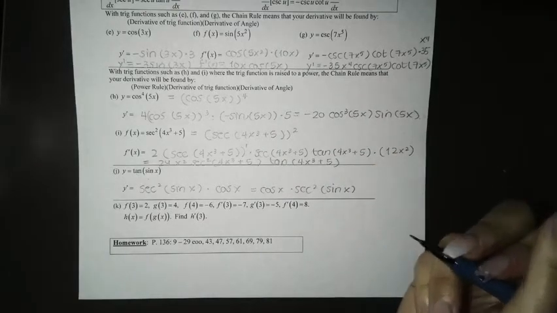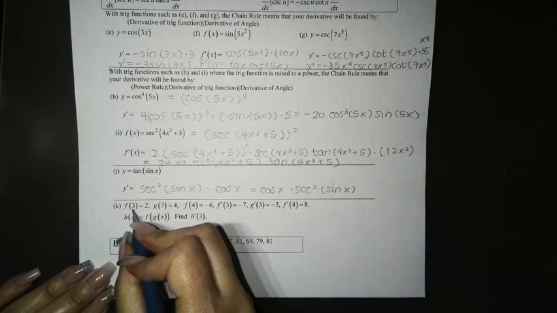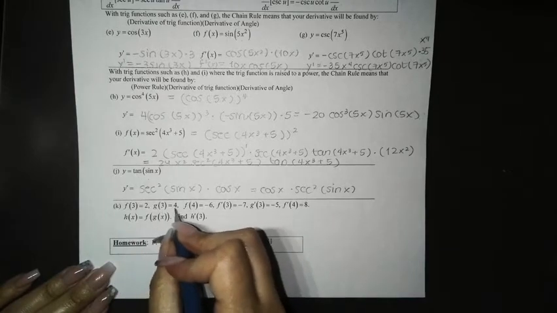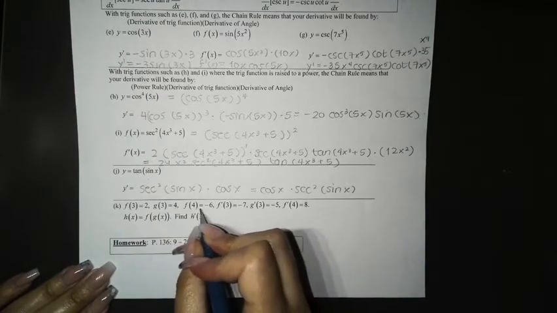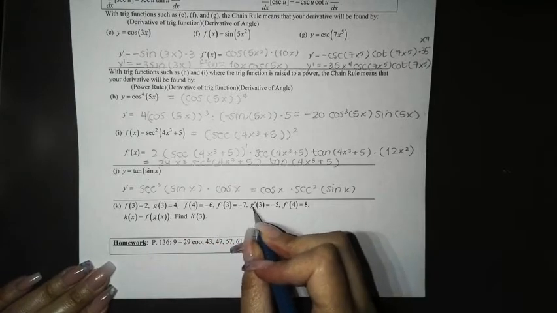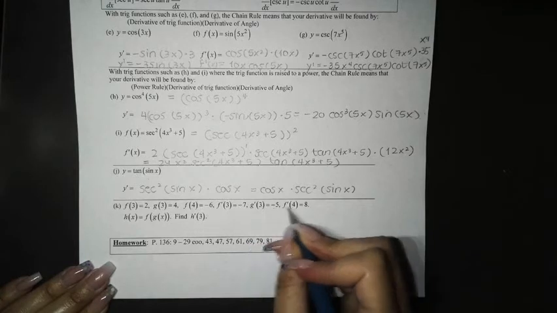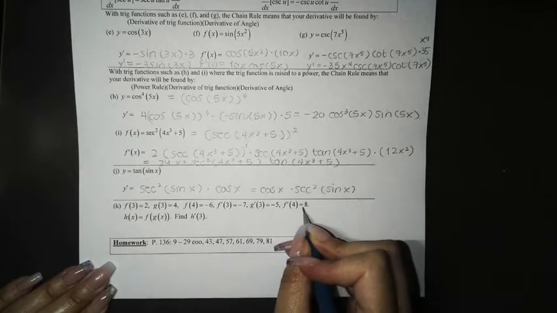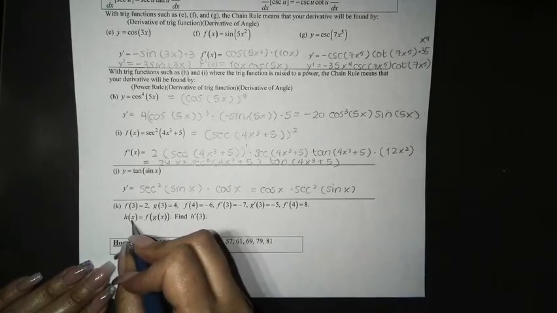For the last one that we have over here, you have that f of 3 is equal to 2, g of 3 is equal to 4, f of 4 is equal to negative 6, f prime of 3 is equal to negative 7, g prime of 3 is equal to negative 5, f prime of 4 is equal to 8, and they are asking you to find h of x is equal to f of g of x, and they want you to find h prime of 3.